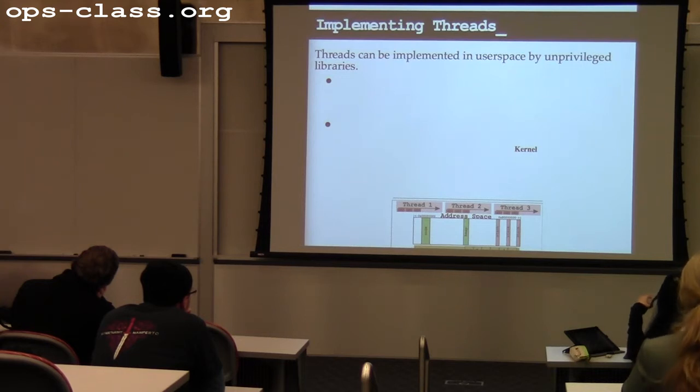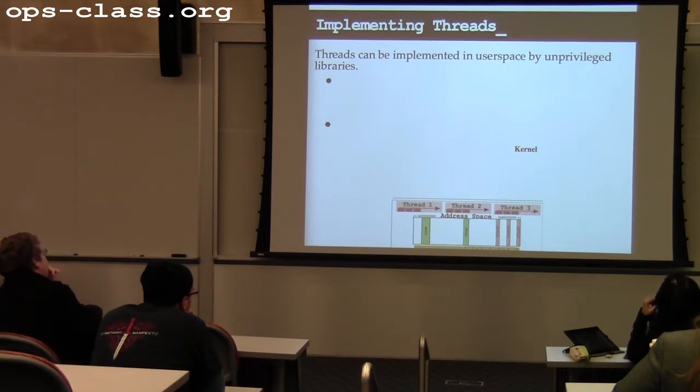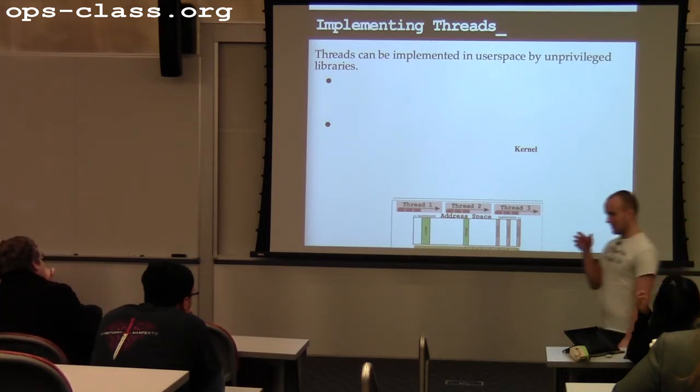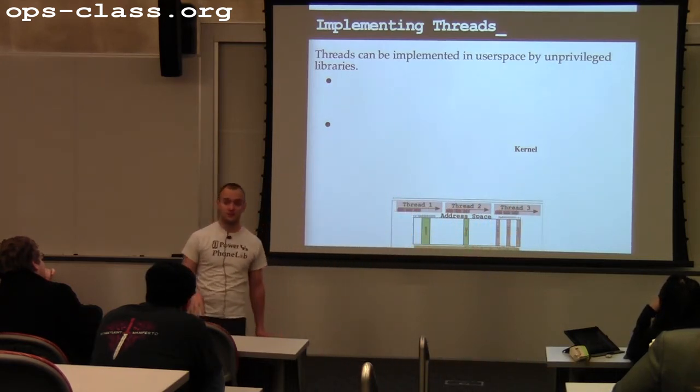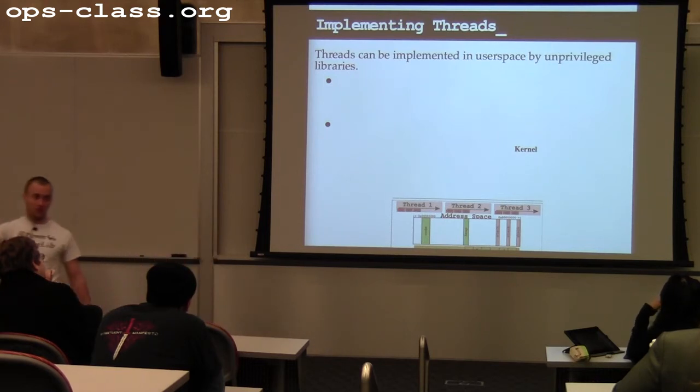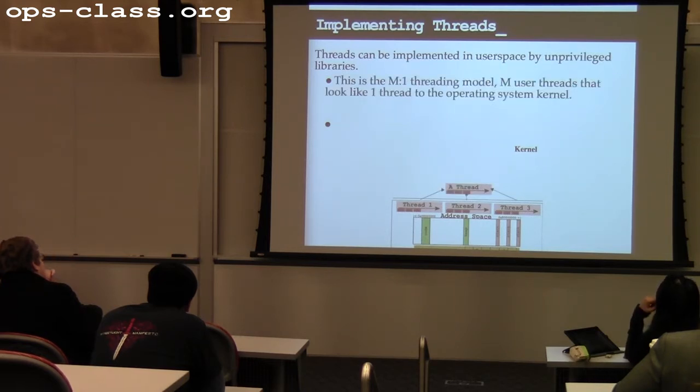As I claimed before, threads can be implemented in user space using unprivileged libraries. For a period of time, Linux did not support multiple threads in user processes. Linux only saw one thread per process. Applications that wanted to use multiple threads within the same process had to use libraries like pthreads that allowed them to do this. But from the kernel's perspective, there was only one thread. These user space libraries work by implementing switching between threads in a user space library.